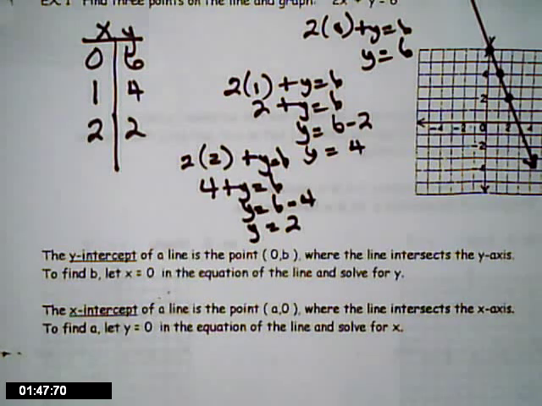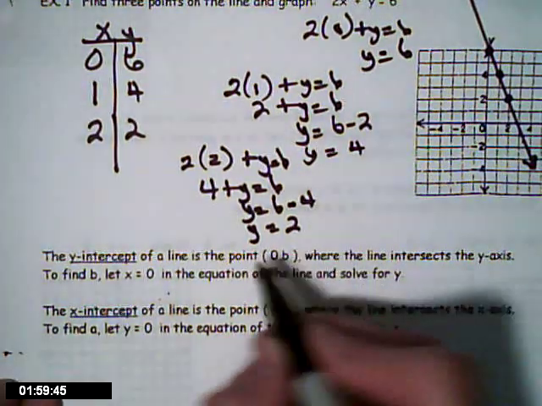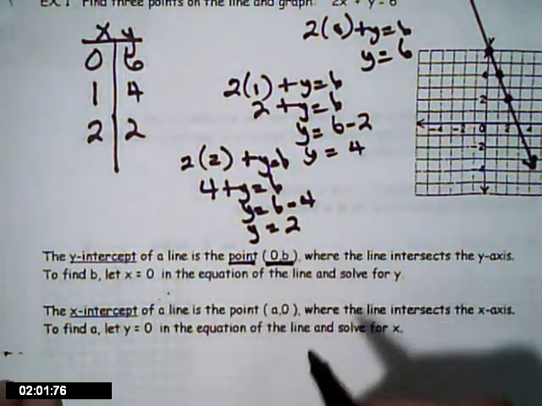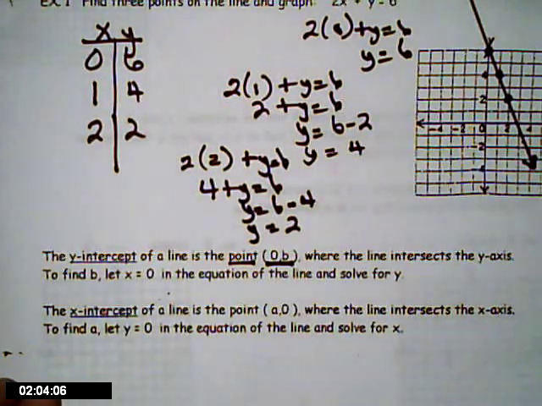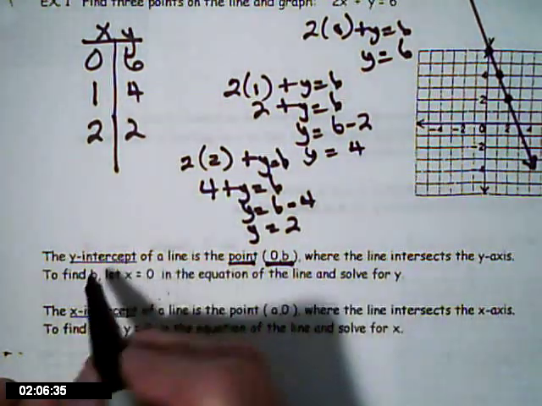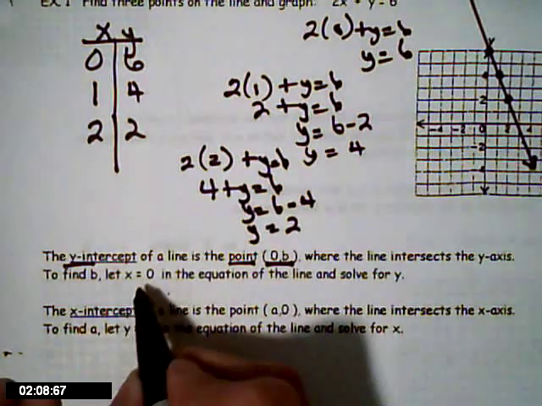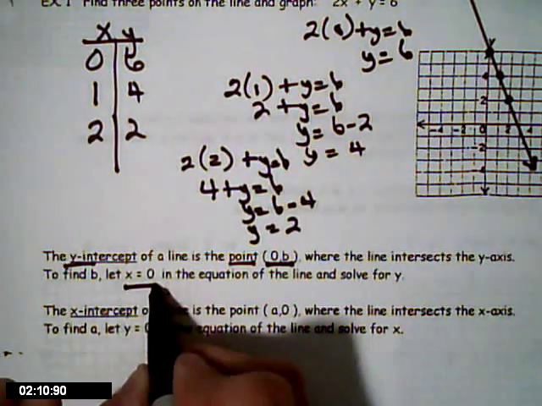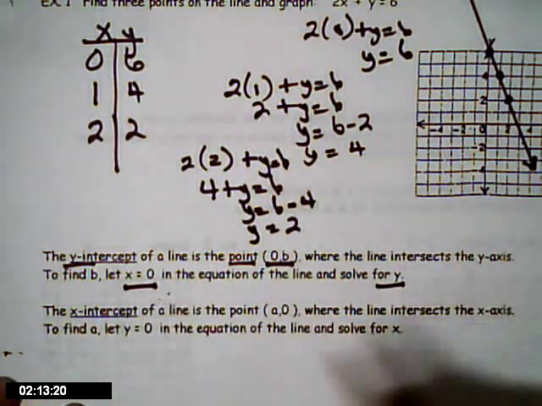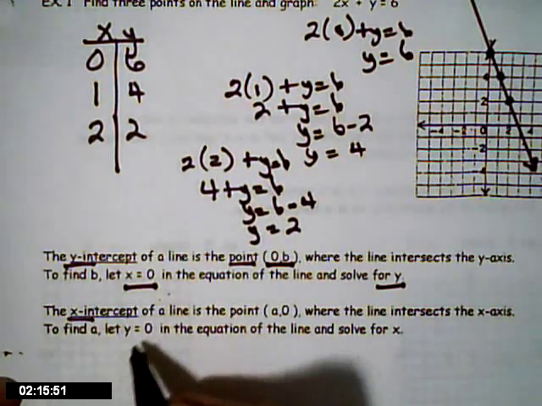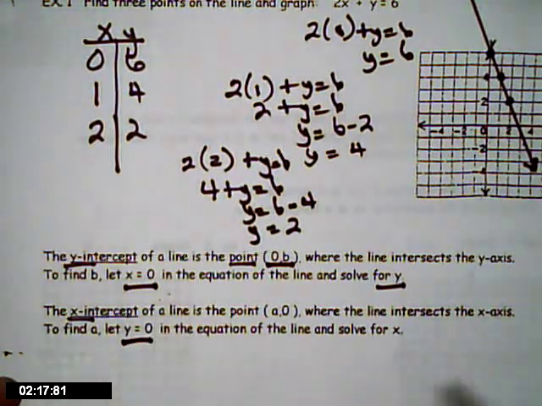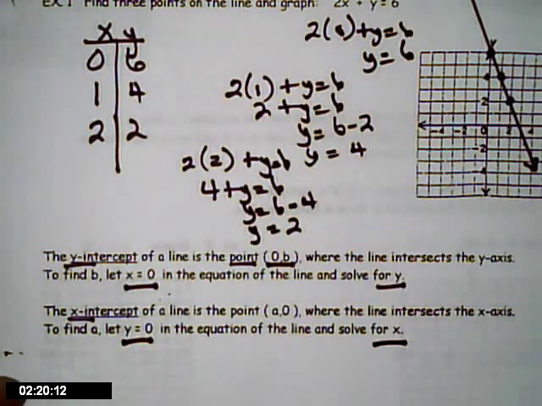I want us to look at these 2 definitions. The y-intercept of a line is the point where the line intersects the y-axis. The x-intercept of a line is the point where the line intersects the x-axis. Notice when we talk about points, we talk about ordered pairs. There's a lot of opposites in math. For example, if I'm looking for a y-intercept, I'm going to let the other one, x, be 0 and solve for y. And if I'm looking for an x-intercept, let the other one, y, equal 0, and solve for x.